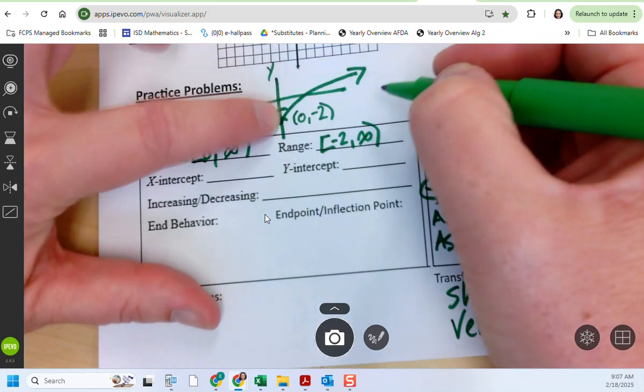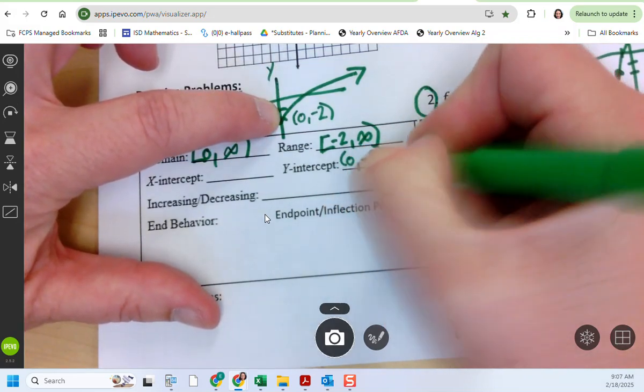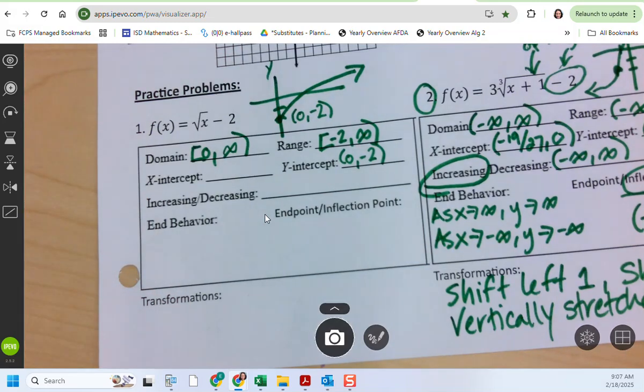Is this graph, as you read it left to right, increasing? So circle increasing, and it's increasing the whole time. You always use x values for increasing and decreasing, so I'm using the numbers from the domain. Increasing and decreasing always gets parentheses.